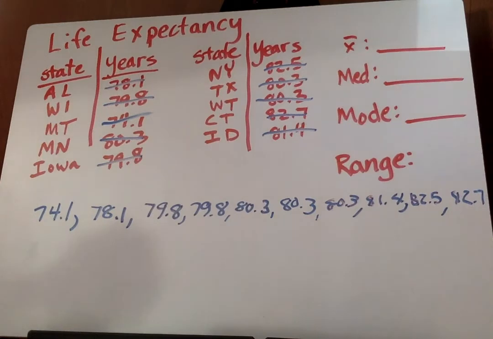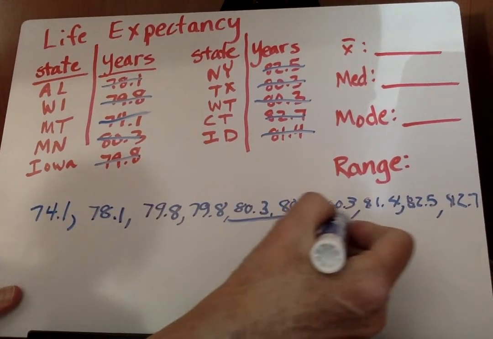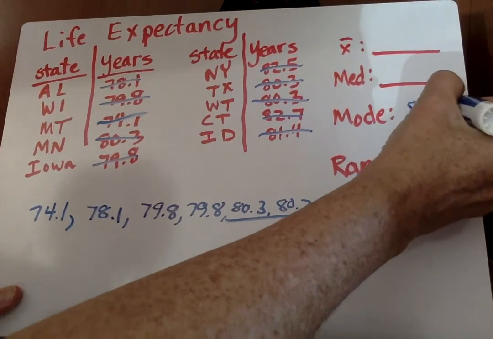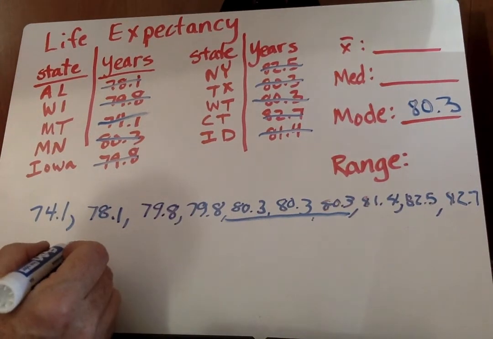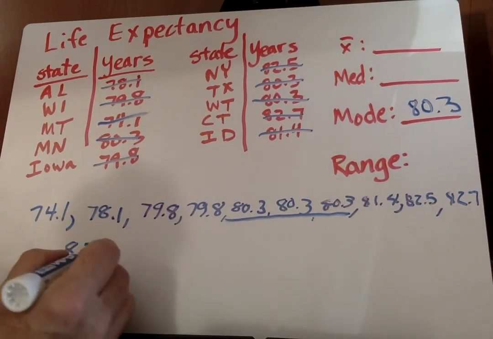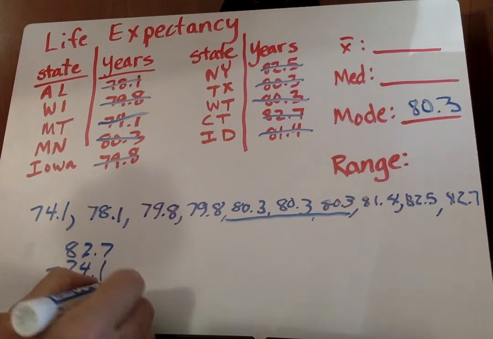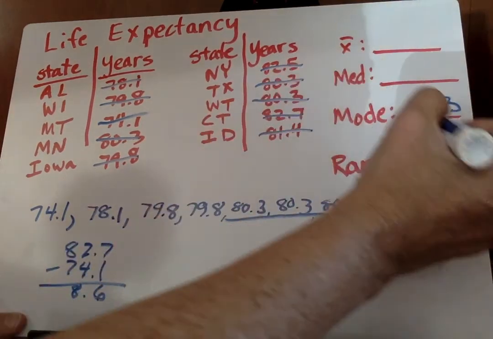Okay? All right. Let's go ahead and find the mode first. I see 80.3 the most, so I put 80.3. I think the range is the easiest, so we're going to go 82.7 minus 74.1. That's 8.6 years.